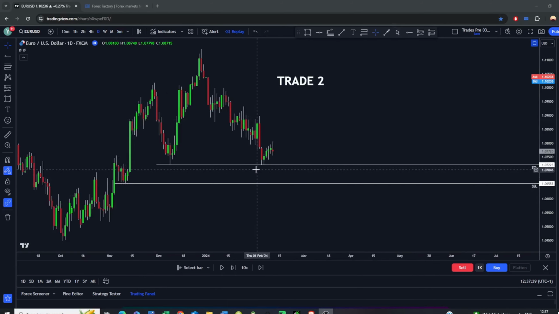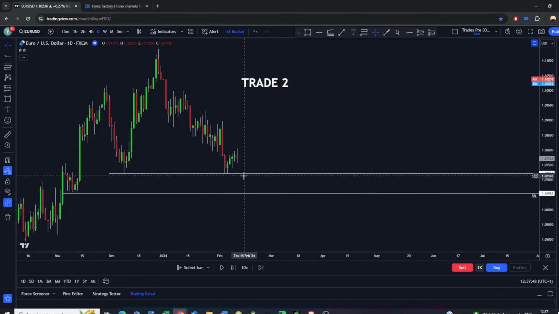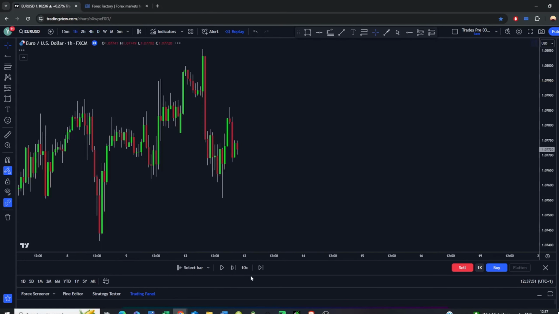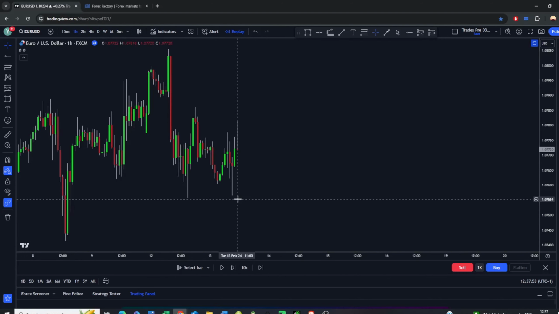Trade 2, we have this sell side liquidity, and we also have fair value gaps below this sell side liquidity, and it's CPI day, so price could run into this or run into that. But we wait for CPI to be released before making any decisions.